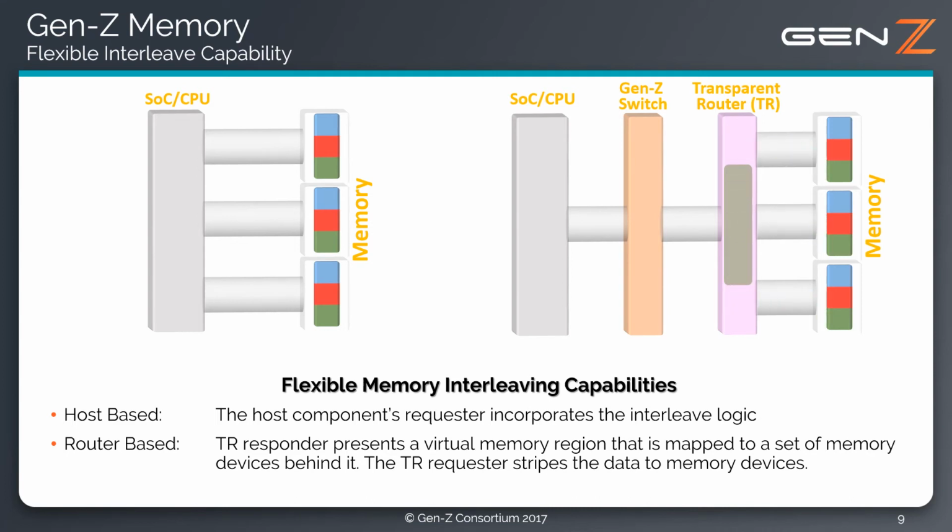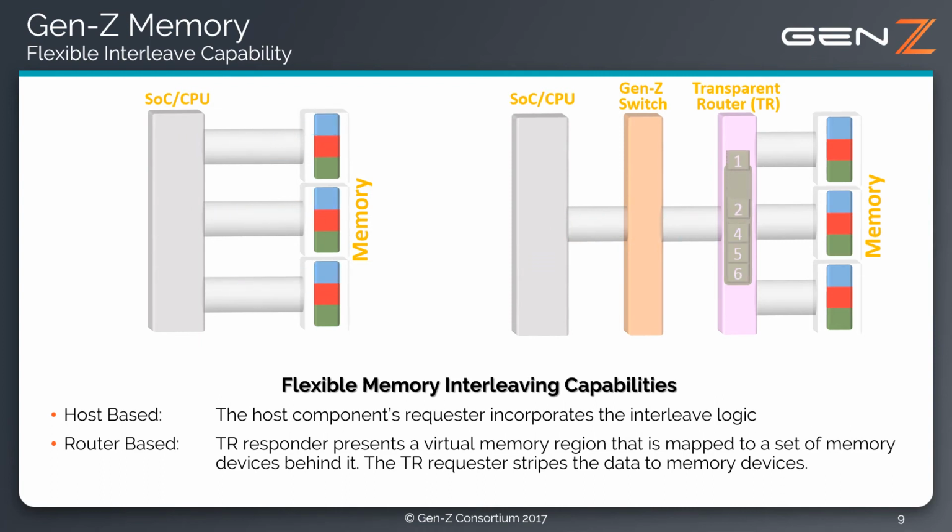The figure to the right demonstrates an example of Gen Z router-based memory interleaving. The Gen Z core specification defines transparent routers, or TRs, as components that can present logical memory resources on one side of the component while utilizing physical components on the other side as resources to substantiate the logical resources. Think of this as a memory semantic equivalent to a storage array controller on a storage area network. On the front side, logical storage volumes are presented to the servers, and on the back end, physical disk drives are used for the backing storage for the logical volumes presented on the front side.